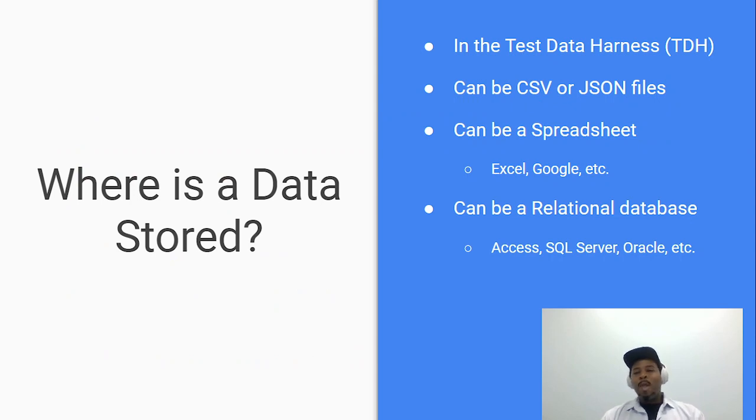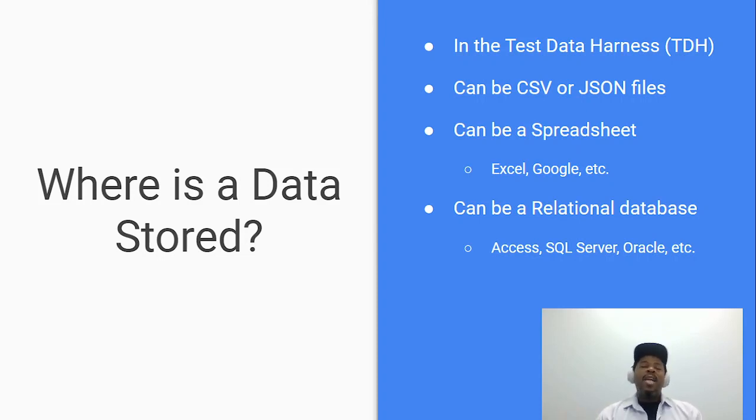All right. Where is data stored? It is stored in the test data harness. What is a test data harness, you ask? I'm so glad you asked. The test data harness, or TDH, is where we store the data. It can be a CSV file or a JSON file. It can be a spreadsheet like Excel or Google. It can even be a relational database like Access, SQL Server, Oracle.